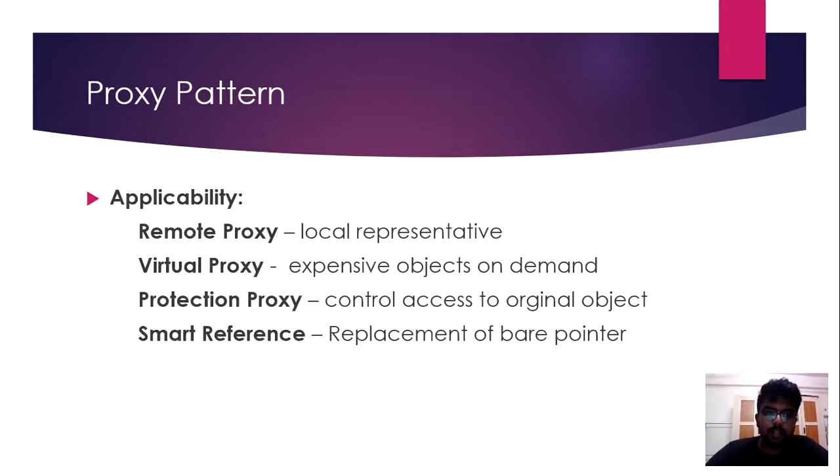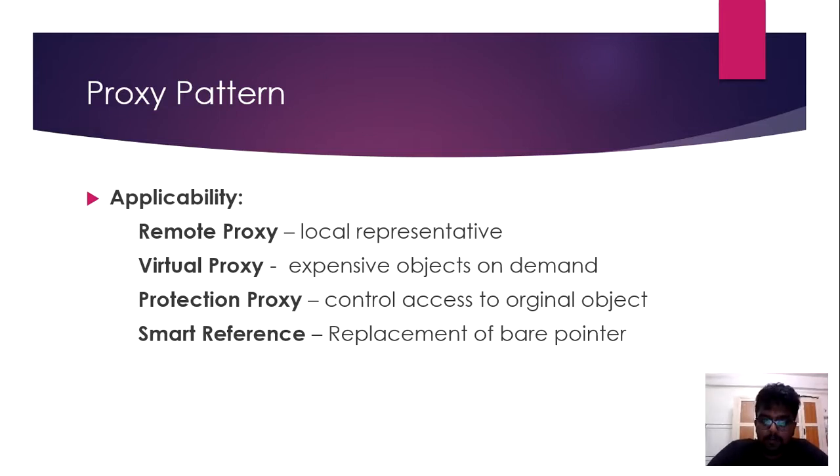Now let's talk about the applicability. First, the remote proxy. It will create a local representative for an object in a different address space, so we can use that object in place of the main object. Next, let's talk about the virtual proxy. It creates an expensive object on demand, only when it is required.